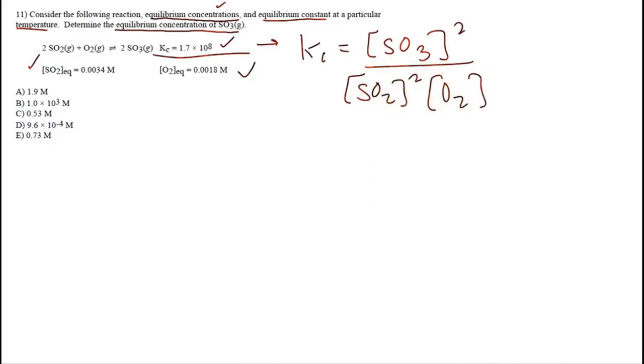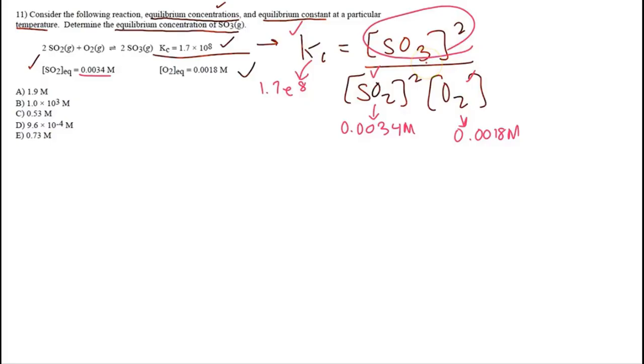Now, what do we do? We start plugging in what was given, folks. They gave us equilibrium amounts, not initial, literal equilibrium amounts. Well, there's no need for a RICE table. We already have an equilibrium amount, right? So they gave us the equilibrium amount of this. This is 0.0034 molar. They gave me the equilibrium amount of this. This is 0.0018 molar. And they gave me the equilibrium constant. This is 1.7 times 10 to the 8th. Okay? All we have to do is plug things in. If I'm given this number, this variable, I can use it to solve for this variable, right, folks?